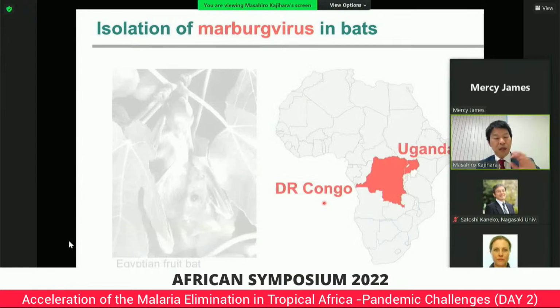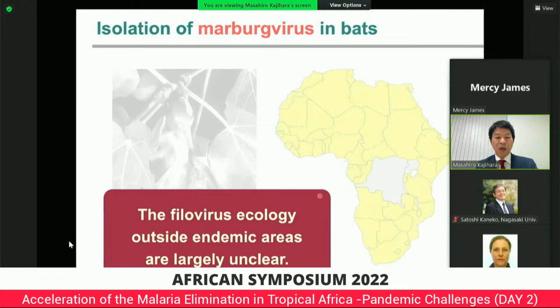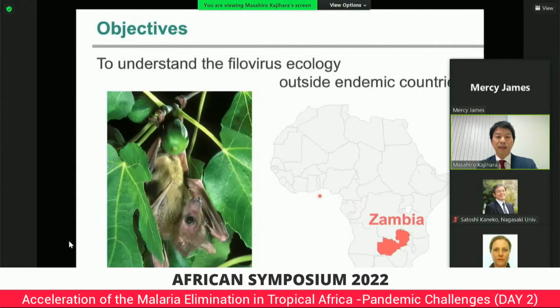However, major reports are made in Uganda and DR Congo. They are the endemic countries of Marburg virus disease. So the filovirus ecology outside endemic areas is largely unclear. To understand the filovirus ecology outside endemic countries, we have conducted a bat study.